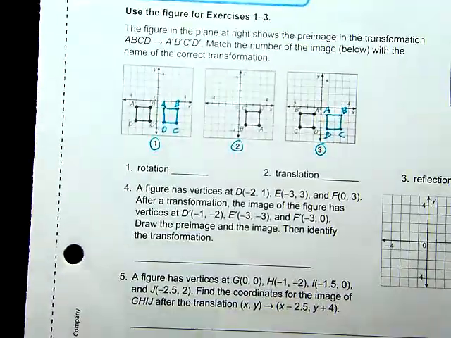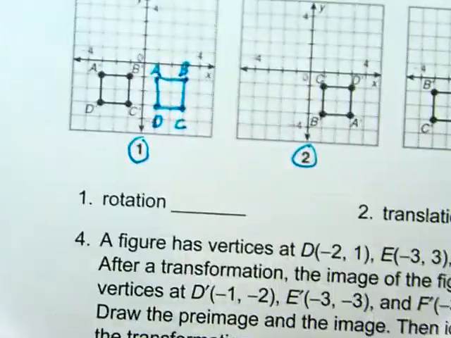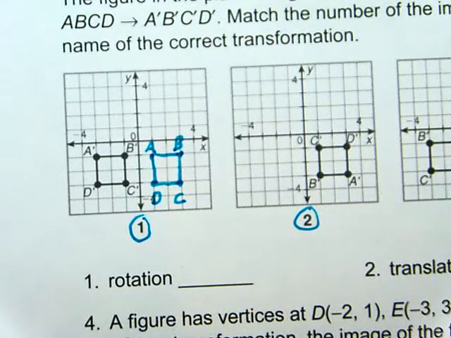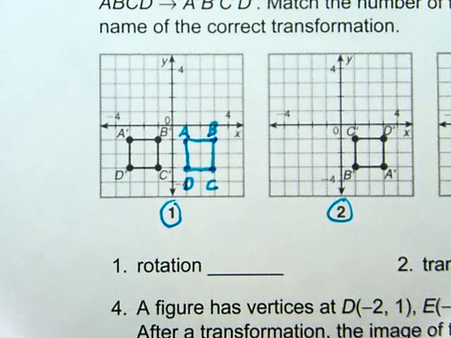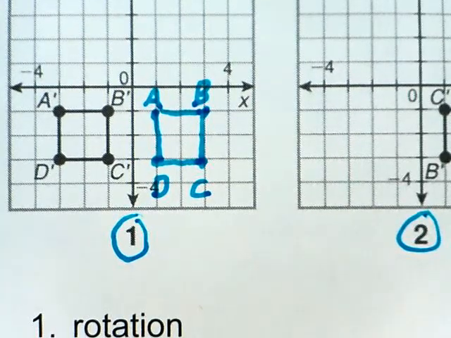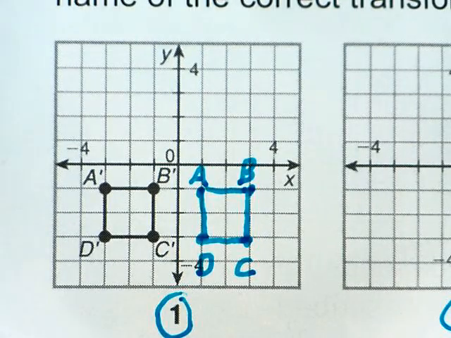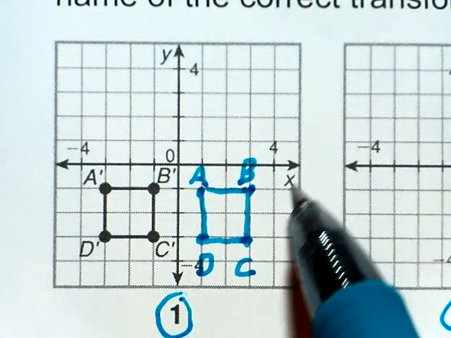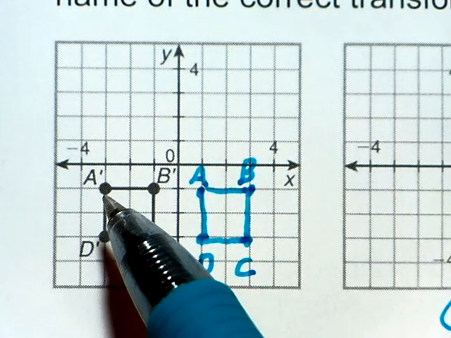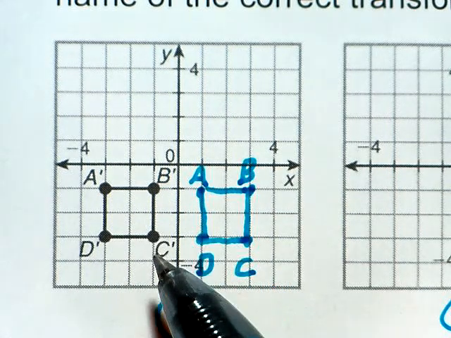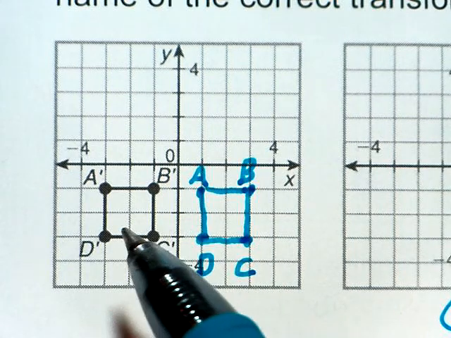Let's take a look at number 1, the first image. So is this a rotation, a translation, or a reflection? Let's zoom in really close. Okay, so the pre-image is in blue. This is what we started with, was A, B, C, D, and this is what we ended up with, which is using the prime notation, A prime, B prime, C prime, D prime. So how did we get from here to here?